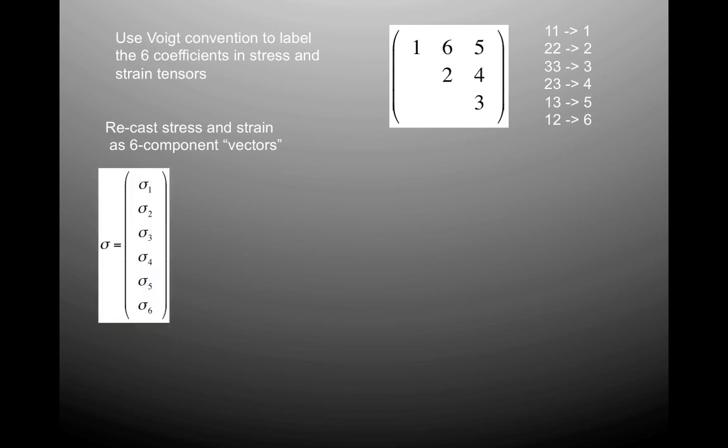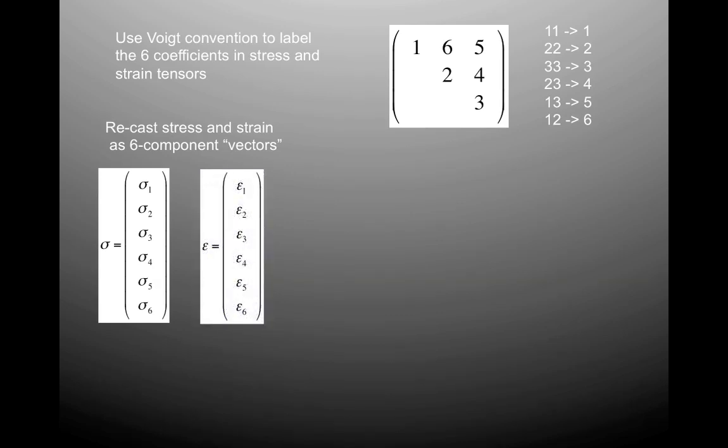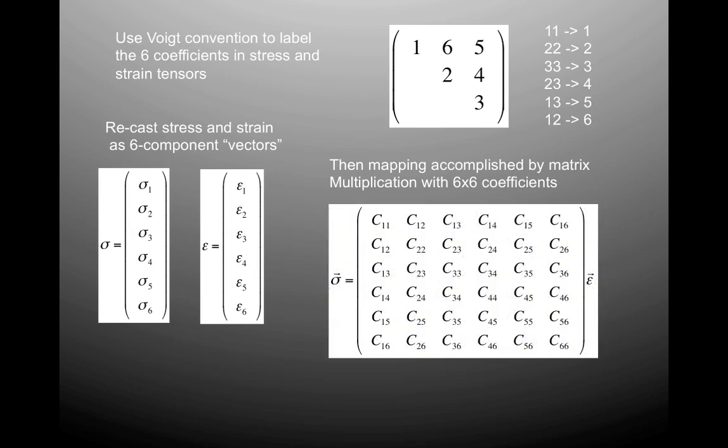So here it is, sigma with all the stress components laid out as a column vector, and there's strain also as a column vector. Cast in this light, we can map strain into stress with a 6 by 6 matrix of coefficients in this form, where the matrix multiply of that 6 by 6 times the strain will give us the stresses.